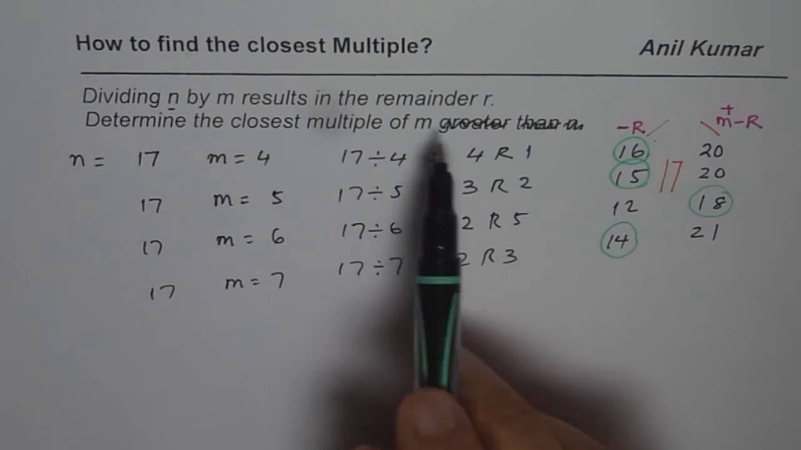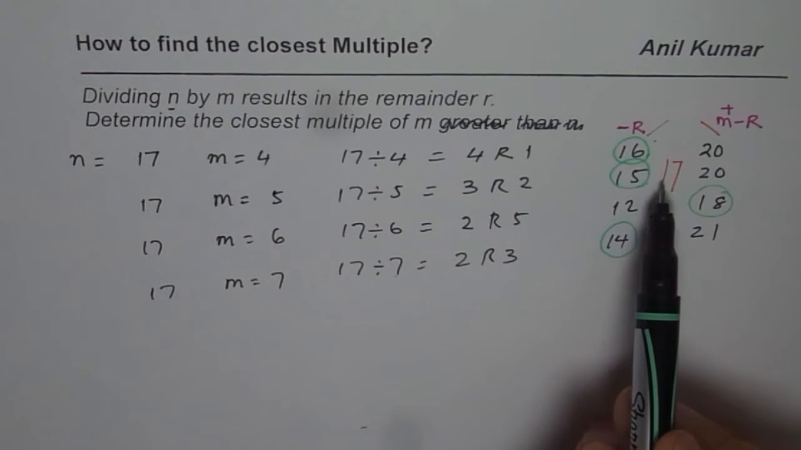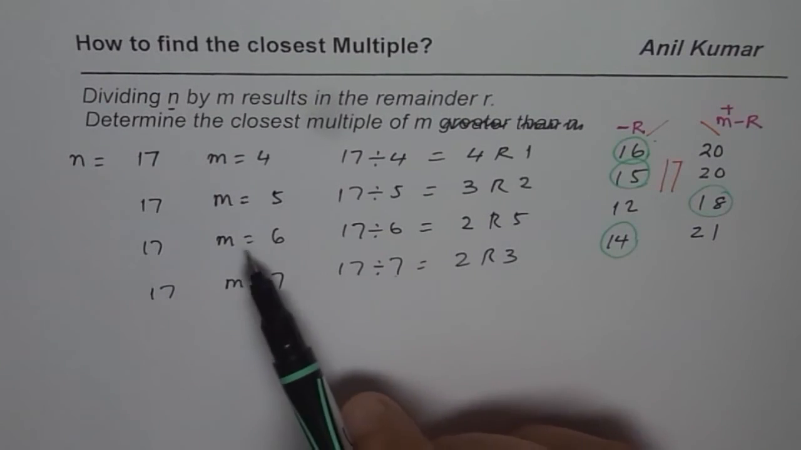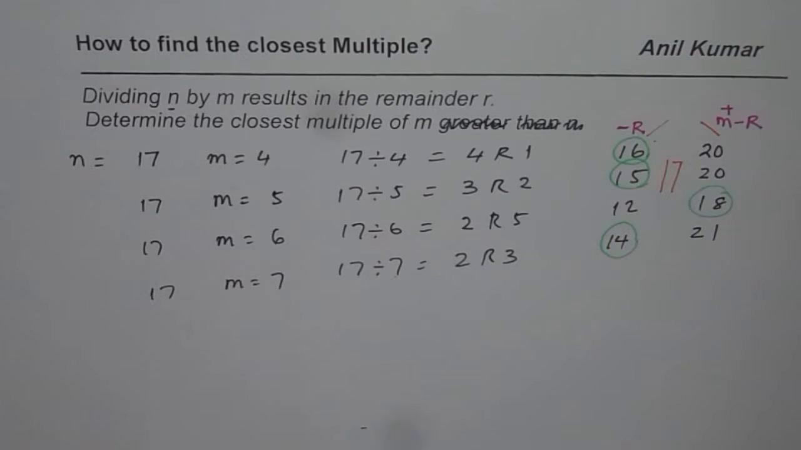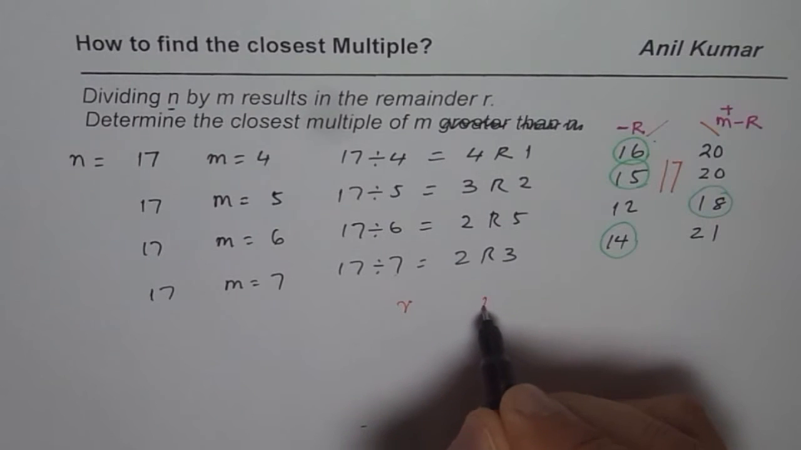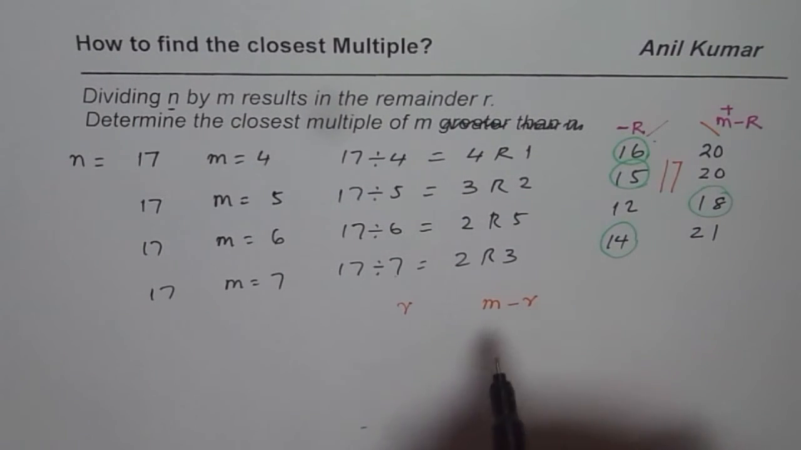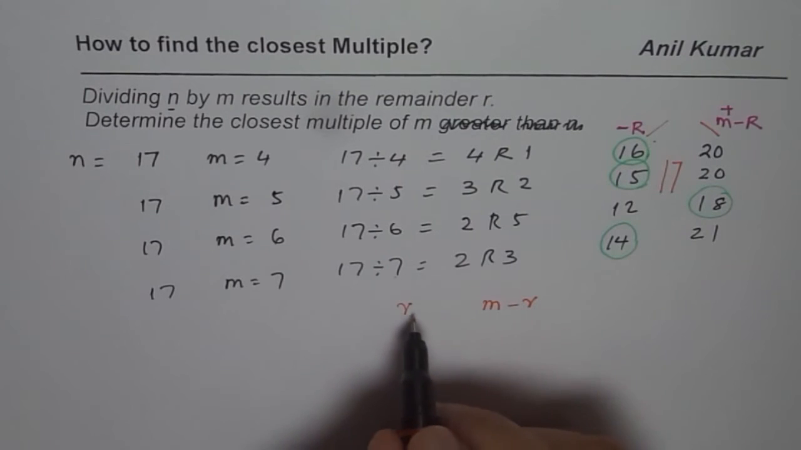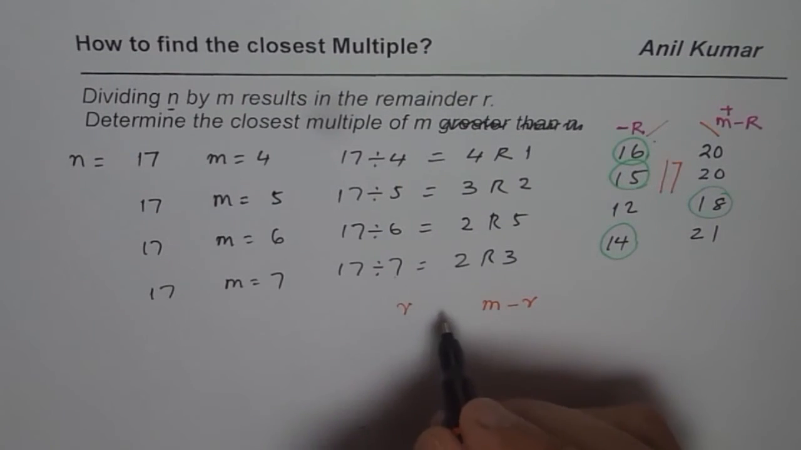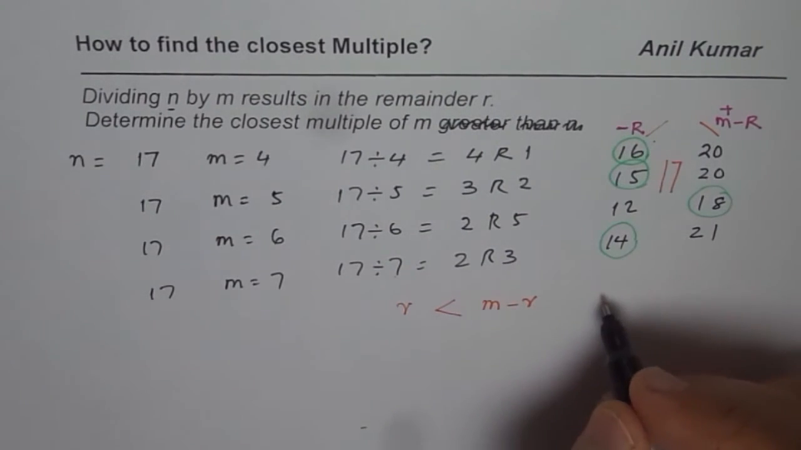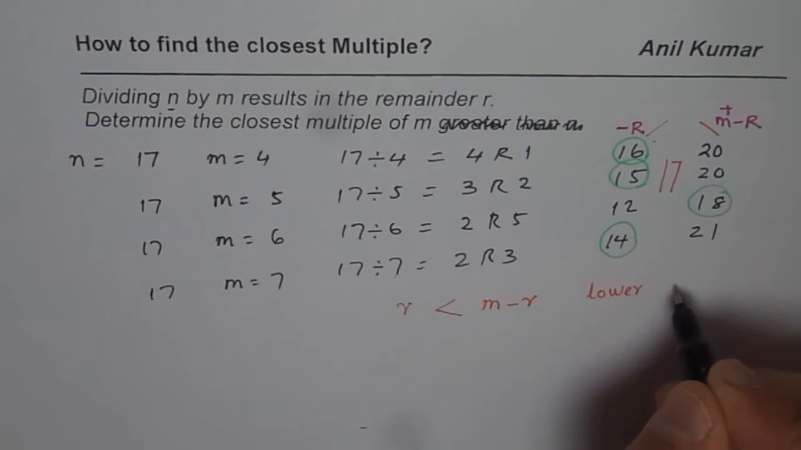In such cases, you have to look at whether r is greater or m minus r is greater. So basically, what we have learned here is that you have to compare r with m minus r. Whichever is smaller will tell you which is closer. So it all depends on these two. If r is less than m minus r, then the lower number is closer. So lower is closer.